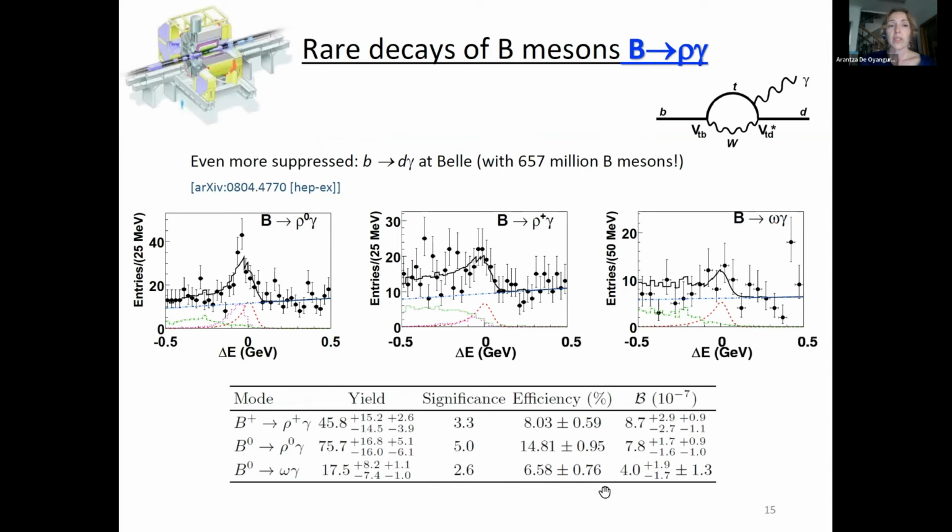But just for you to know, even more suppressed than the B to K* gamma decay that was obtained by CLEO, Belle was able to measure the B to rho gamma decay. This is much more suppressed because it is this b to d transition, and with 657 million BB pairs, this is the number of events that you get in these different decay channels. So B to rho gamma and B to omega gamma. Okay, you can see these are the branching ratios, and these are the variables that I was talking about. So you have the delta E energy, and the branching ratio is about 10 to the minus 7.